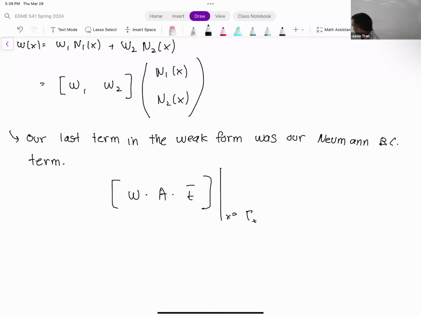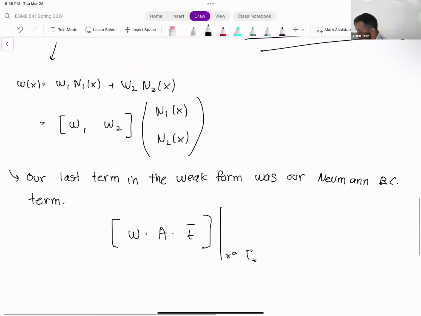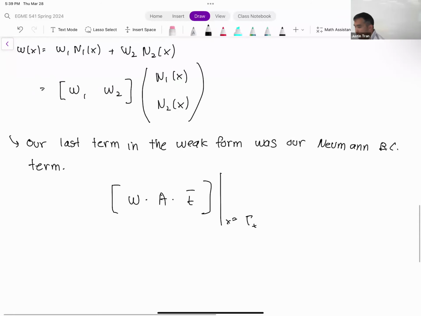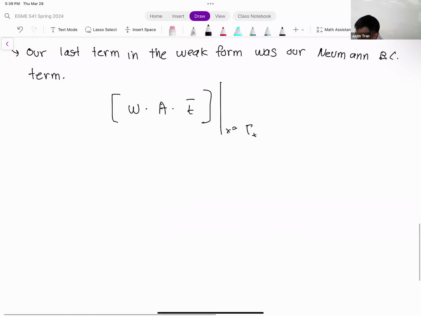All right. So this term here is really special compared to the previous two expressions. If you look at the element stiffness matrix and the body force term, those two integrals are evaluated at every single element. In contrast, this term right here is only evaluated for elements that border the Neumann boundary.